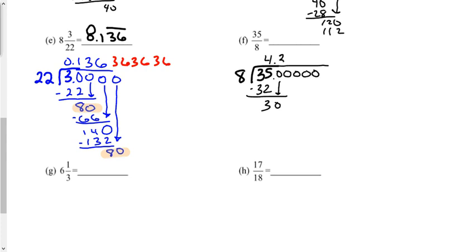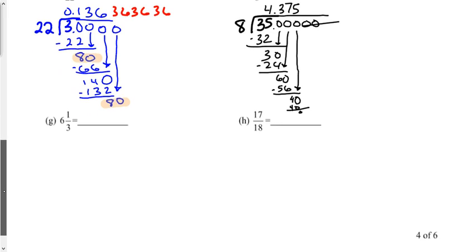8 goes into 33 times. We bring the next one down. 8 goes into 67 times. And then we bring the next one down. 8 goes into 45 times. And then we're done, right? Because that's 0. So the rest of these we wouldn't need them. This is just 4.375. 4.375. And we're done. Okay.